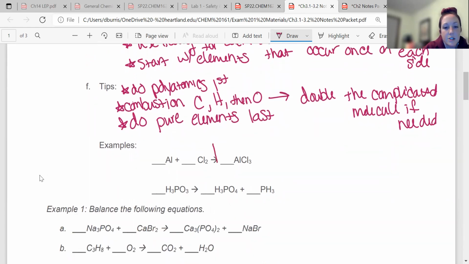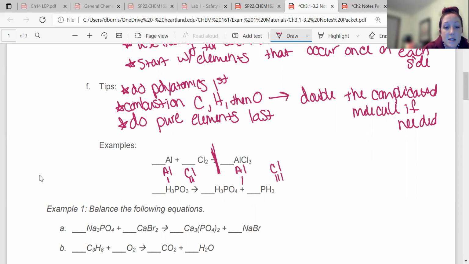So if I'm looking at this reaction, I'm going to make a line, and my two elements are aluminum and chlorine. So what I mean by tallies is right now I have one aluminum and I have two chlorines. Over here I have one aluminum and I have three chlorines. Well, my chlorines are not balanced.